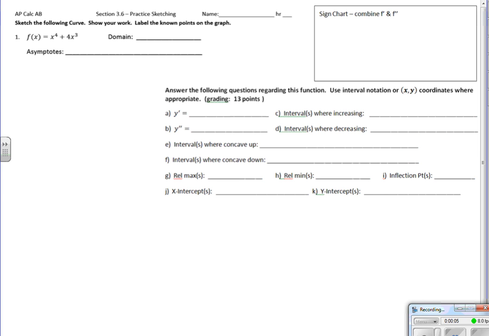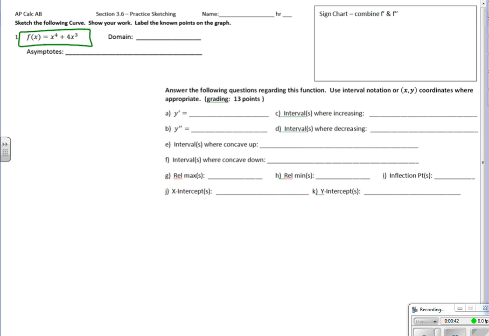Today we're going to work on section 3.6, which is all about practicing the sketching of graphs and functions. So the first one, we're going to work on this function right here, x to the fourth plus 4x cubed, and walk you through all the things that we know about functions, derivatives, second derivatives, x and y intercept points, and see if we can't come up with enough information that we could sketch a very accurate graph or picture of this function.